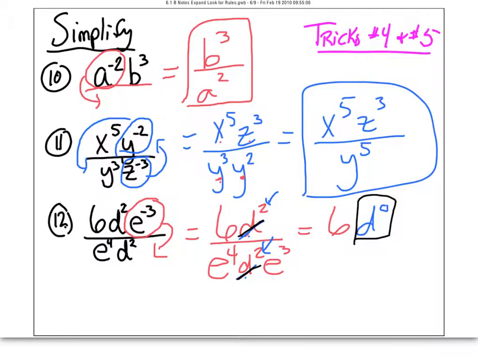Now let's do the bottom. The last thing we have is e to the 4th and e to the 3rd. Add those exponents, we get e to the 7th. So if you do have a final answer that looks like this in the blue, remember anything to the 0 power would become 1, so the answer is just 6e to the 7th is what we would type in.